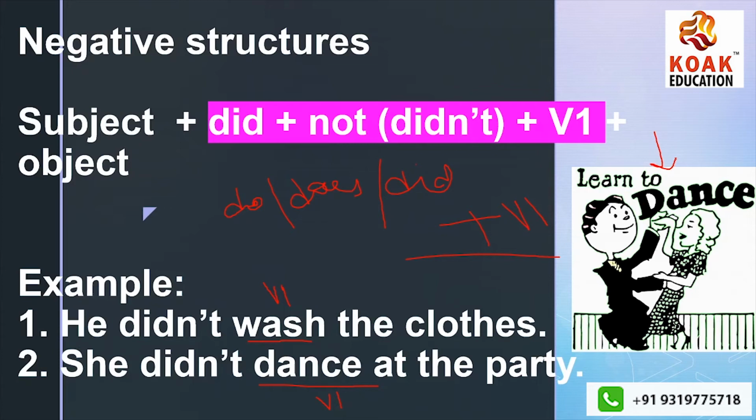So this is the negative structure. For negative structure, didn't comes into the picture when it comes to framing negative sentences using simple past tense. For example, "I went there" is a positive sentence. What about a negative? Change this into negative, it would be "I didn't go there." Went, first form is go. So I went there, I didn't go there. That is negative.